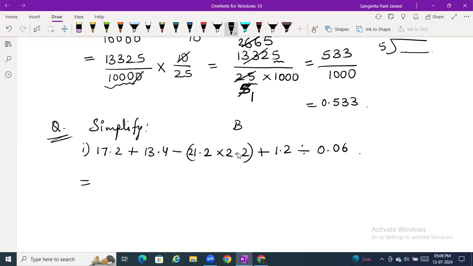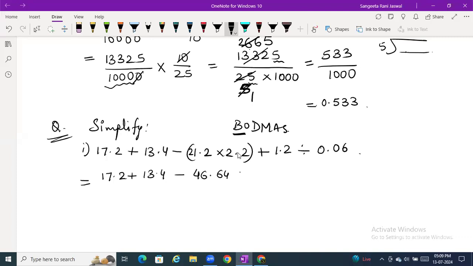Brackets open. Very nice. First you have to open the brackets. BODMAS, right? So first you will open the bracket. So what do you get when you open the bracket? 46.64. What is that? 46.64. 46.64. Is that correct?